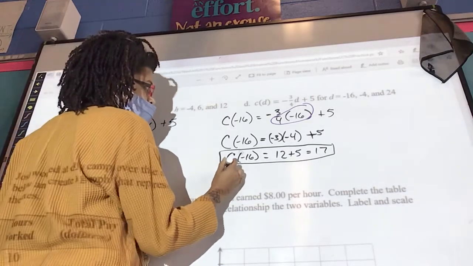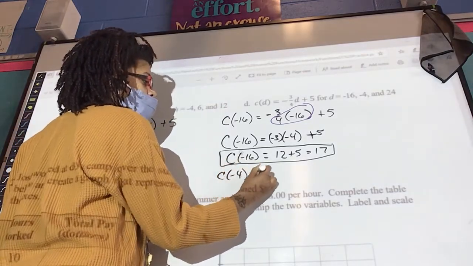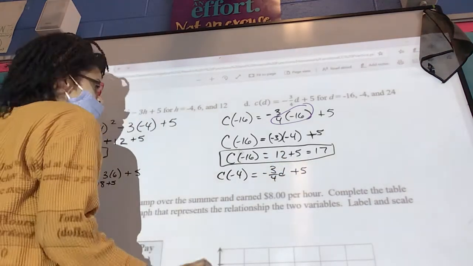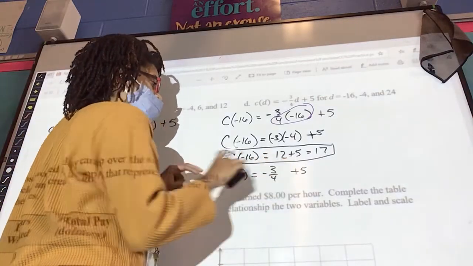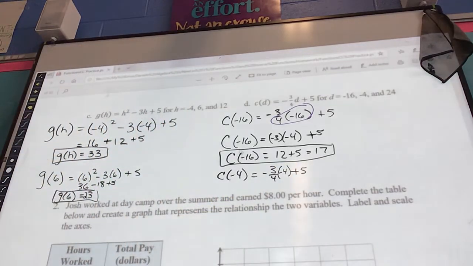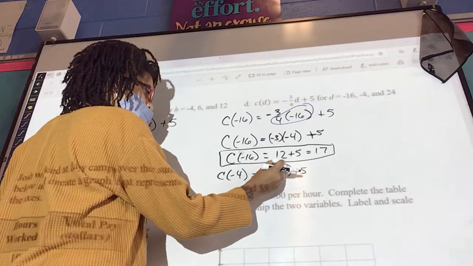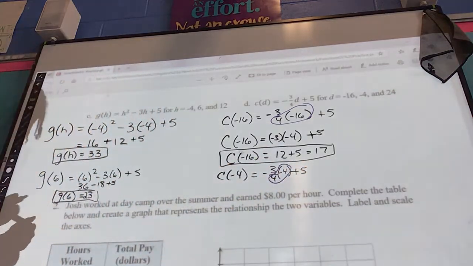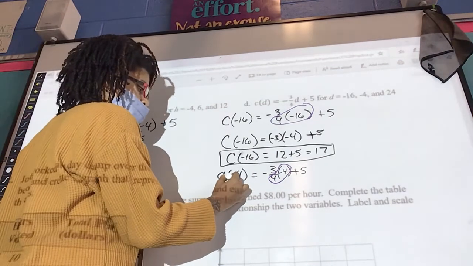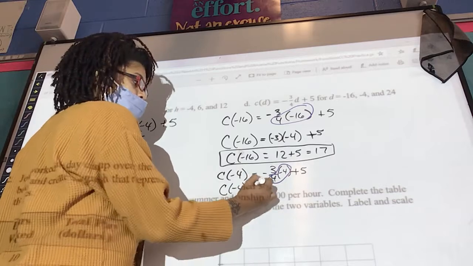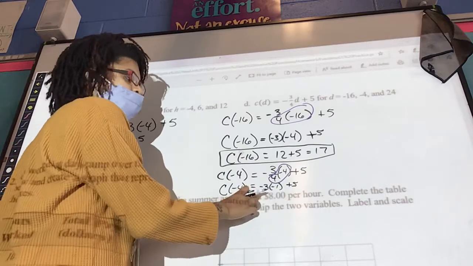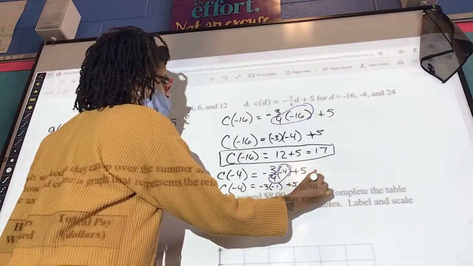So the next one, negative 4 equals negative 3 over 4d plus 5. I didn't mean to put d. So now we're going to simplify this. Negative 4 divided by 4, which is what? Negative 4 divided by 4 is what? Negative 1, so I have negative 3 times negative 1 plus 5. Negative times a negative makes that positive, so positive 3 plus 5 is 8.